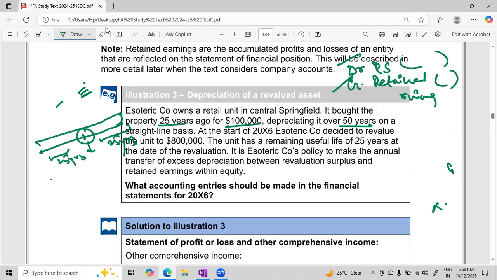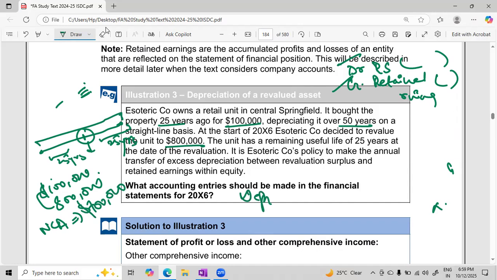At the start of 20x6, the historic company decided to revalue the unit to 8 lakhs. So what is happening? The property had an initial value of $1 lakh and now it is being revalued to 8 lakhs. So the increase in non-current asset is 8 lakhs less 1 lakh, which is 7 lakh. And because it is a piece of land, there would be no depreciation. The unit has a remaining useful life of 25 years at the date of revaluation. So now we will calculate our depreciation on this 8 lakh using this 25 years.